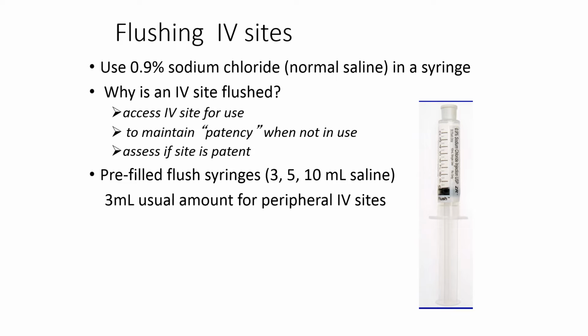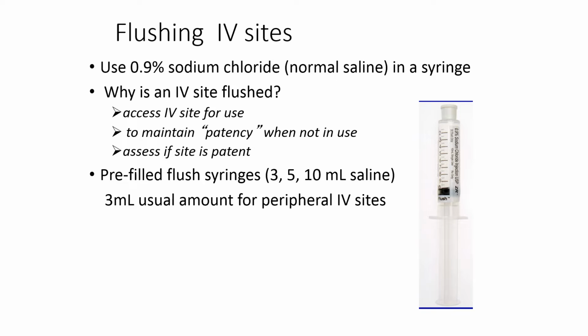And again, if we're giving medication through that line, we want to flush before to check for patency, give the medication, and then flush afterwards to keep that IV site patent. When we're looking at flushes in the clinical setting, the normal saline usually comes in pre-filled flush syringes, and they're usually 3, 5, and 10 milliliter syringes. What we usually see in the clinical setting is the 3 to 5 mLs that we're flushing these peripheral IV sites with. Again, it's going to depend on what hospital you're in and what their protocol is.